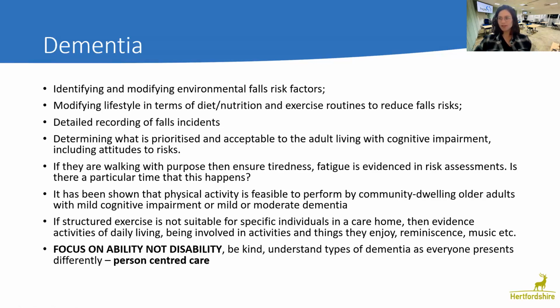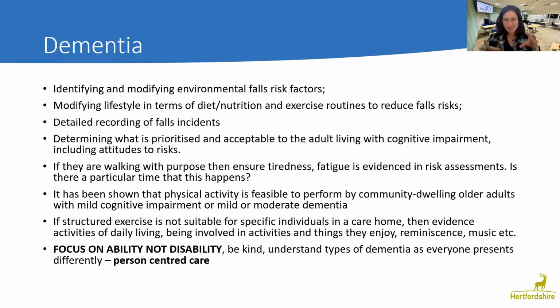We've got determining what is prioritised and acceptable to the adult living with cognitive impairment. So attitudes to those risks, because we know sometimes there's no winning. If they're walking with purpose, have we looked at tiredness? Have we looked at fatigue? Is that evidenced within your risks? Is there a particular time that this happens? Same with sundowning.